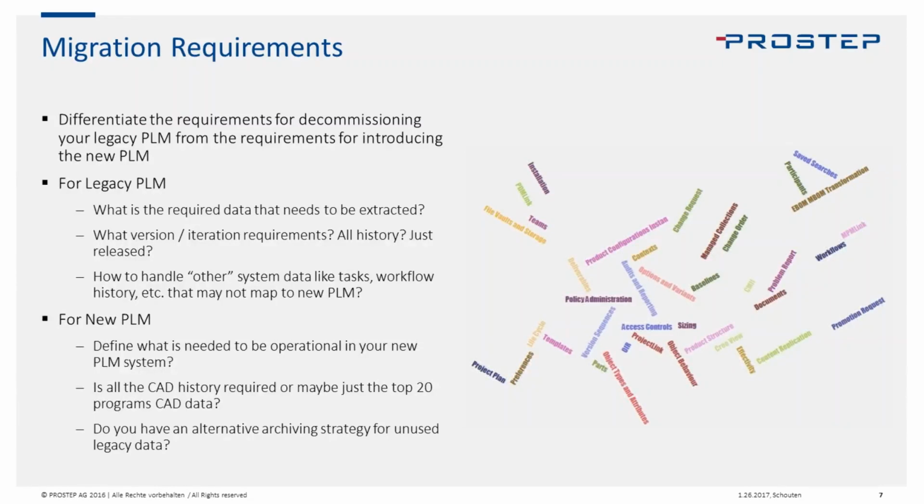So separating those two, not into just one migration project, but how do I decommission the old system? What do I need to save out of there? What do I need to use? And how do I set up the new system, and what does business need to be productive? And if you focus on that, then you're probably going to get a different result than if I'm just going A to B.